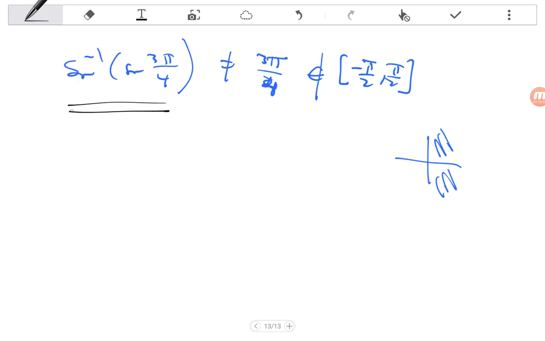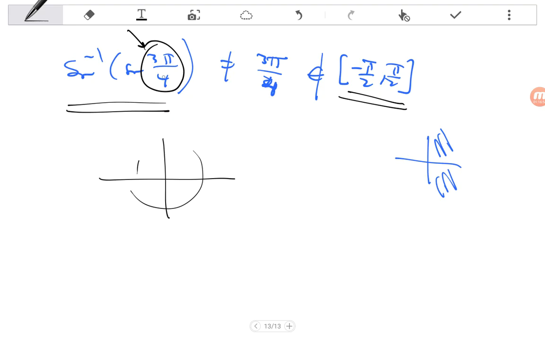But how to find the result of this one? I will just modify that input so that the output would be an angle from negative pi over 2 to pi over 2. How would I do that? Let's depict that angle on the unit circle. That angle is 3 pi over 4. That is that angle on the unit circle.